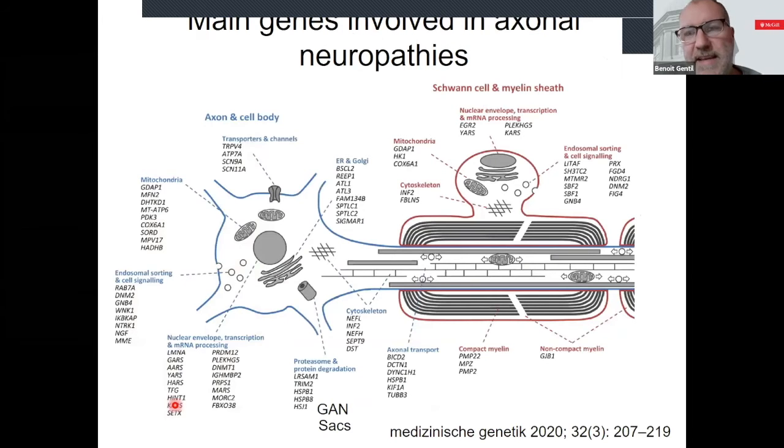So, like I said, there's quite a lot of genes involved in causing axonal neuropathies and also causing demyelinating neuropathies, but I will focus mainly on the genes involved in axonal neuropathies here. As you can see, you have a list of these genes. It's not an exhaustive list. You can see the complexity of this disease. Here are the different genes that are involved in peripheral neuropathy, but they are grouped in categories of function here.